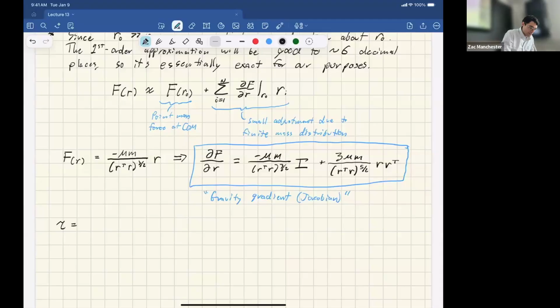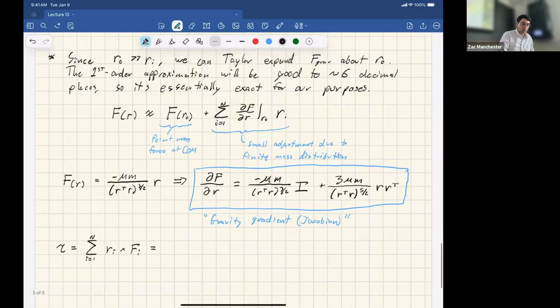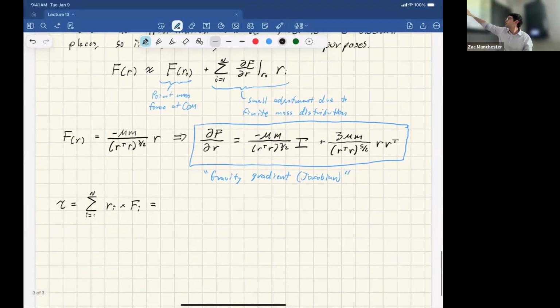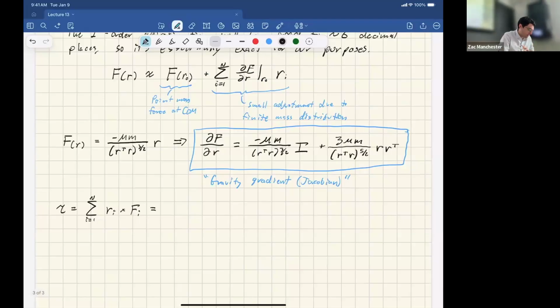All right, so torque, no surprises. We're going to sum over our little mass particles, and it's just Ri cross Fi. We could literally plug it into this sum up here, but instead, I'm going to plug in this first order Taylor expansion. So this is going to look like something. We've got our R cross, and then I'm just going to plug that mess into this, evaluated at R naught.